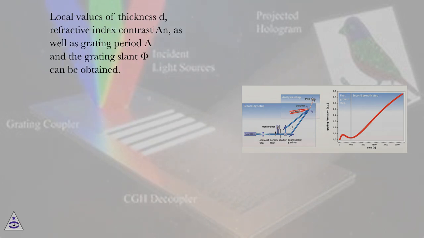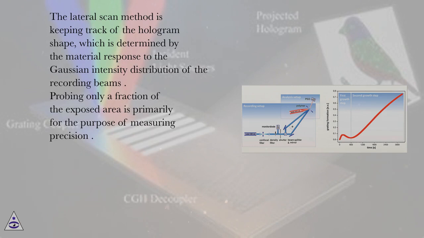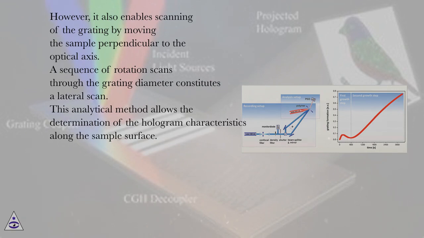Local values of thickness d, refractive index contrast delta n, as well as grating period lambda and the grating slant phi can be obtained. The lateral scan method is keeping track of the hologram shape, which is determined by the material response to the Gaussian intensity distribution of the recording beams. Probing only a fraction of the exposed area is primarily for the purpose of measuring precision. However, it also enables scanning of the grating by moving the sample perpendicular to the optical axis.